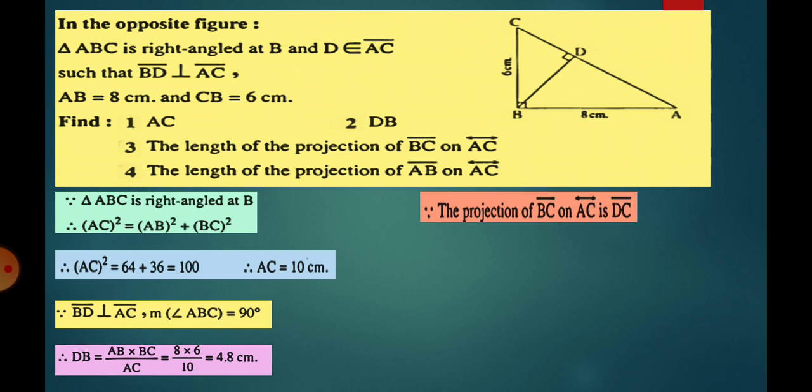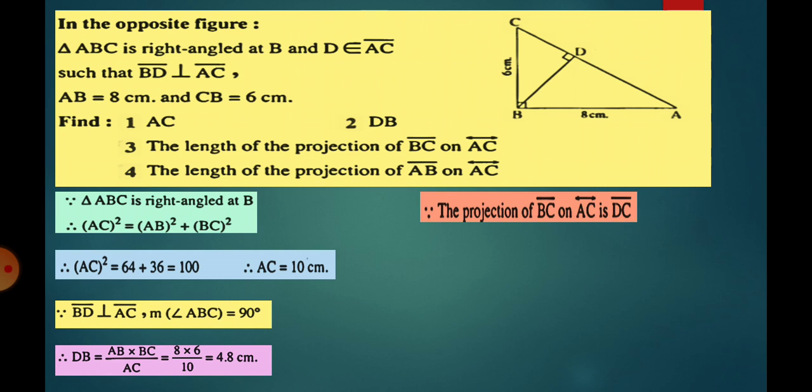Here we know the length of BD and we know the length of BC. So we can find CD from the triangle DBC by Pythagoras. It will be CD power 2 equals CB power 2 minus BD power 2.